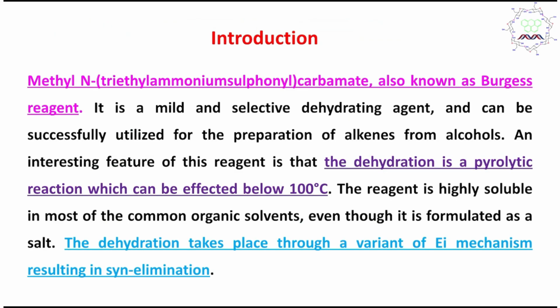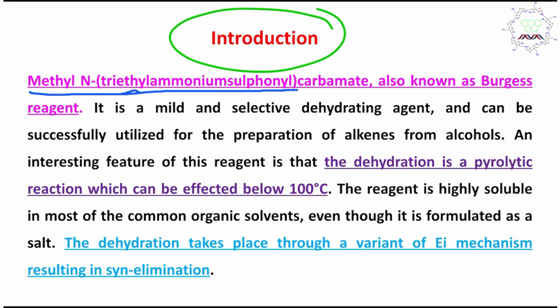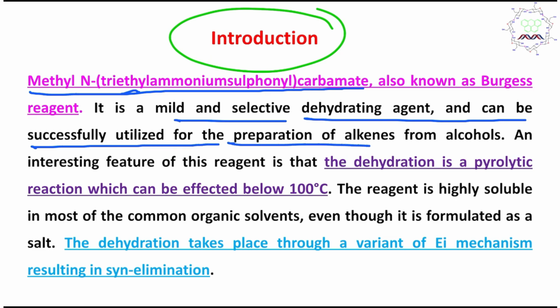So let's go to our topic, this Burgess reagent and its introduction. Now this Burgess reagent is actually known as N-methyl N-triethylammonium sulfonyl carbamate. Okay, it's a name. It's actually a mild and selective dehydrating agent, and it can be successfully utilized for the preparation of alkenes from alcohols. Means it's a type of dehydrating agent.